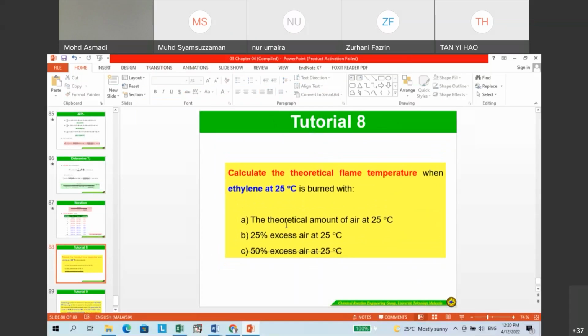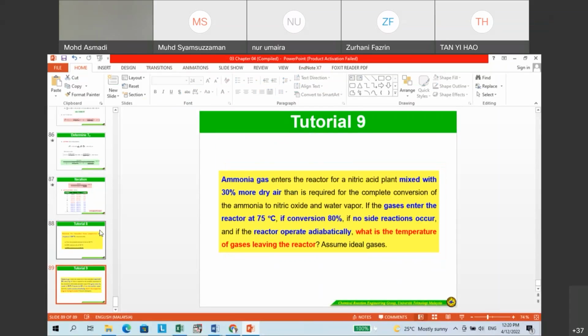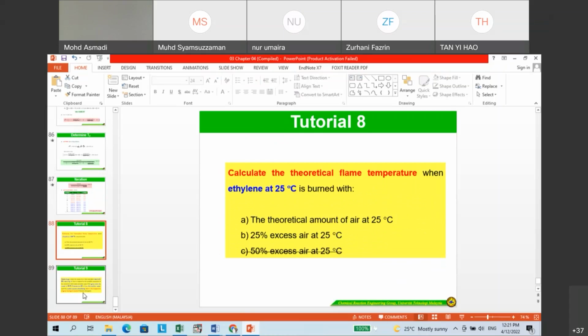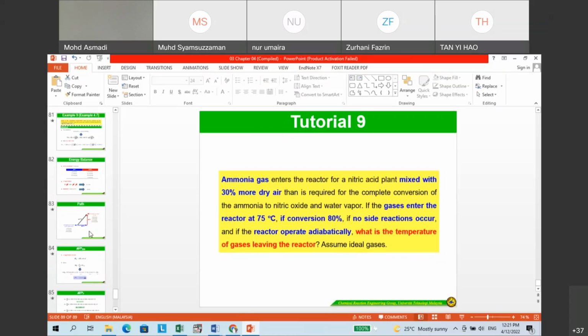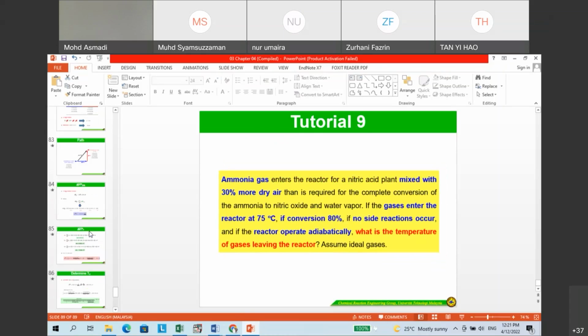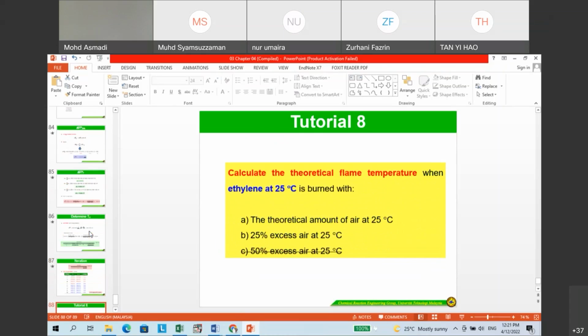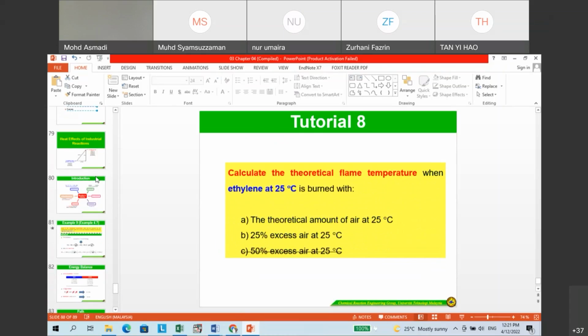So you do this one, A and B. It doesn't matter, 50% you don't need to do because it's similar to 25% and 50%, and also tutorial 9. So we will discuss together, similarly, just like the previous one. Okay, I give you the Jamboard and give me the answer. Okay, so this is a task.